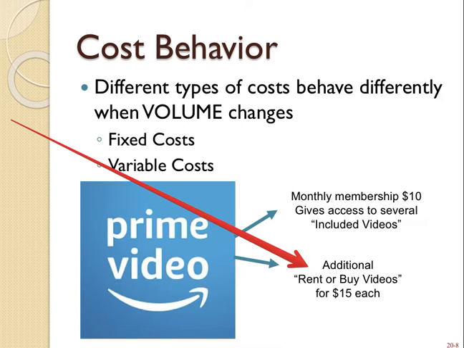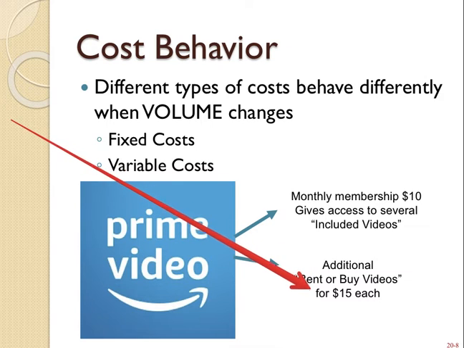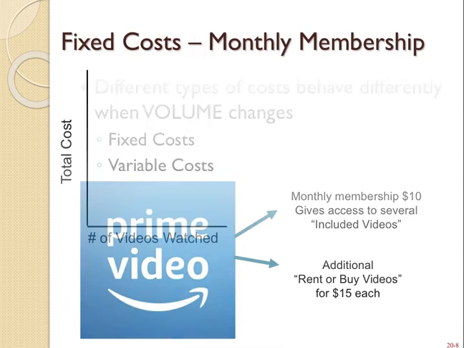Now, you have the option, of course, and there's different prices for each one, whether you rent or buy in different videos. But again, for this example, I'm just going to keep it simple and say that all additional rent or buy videos will cost $15 each. Okay? So let's see how these two different costs behave as volume changes.